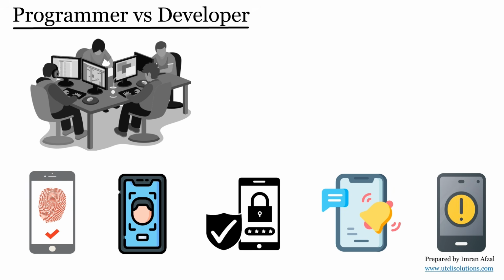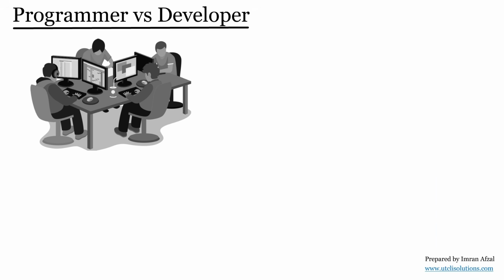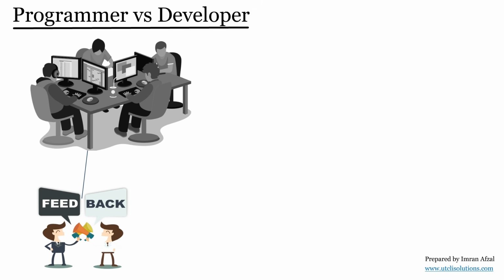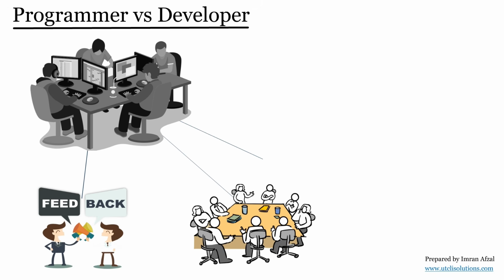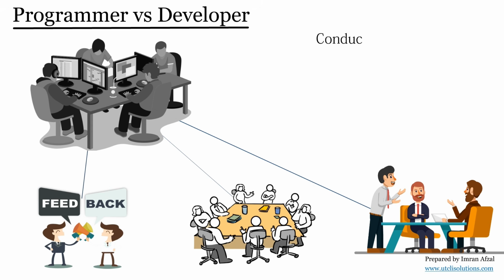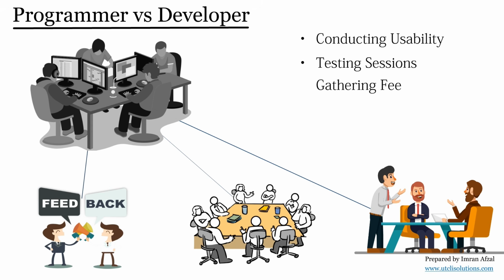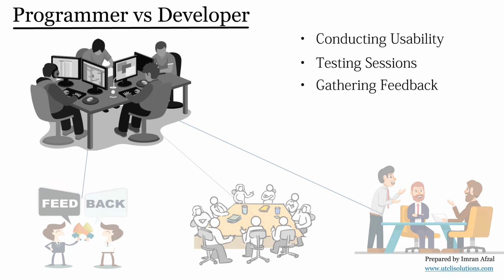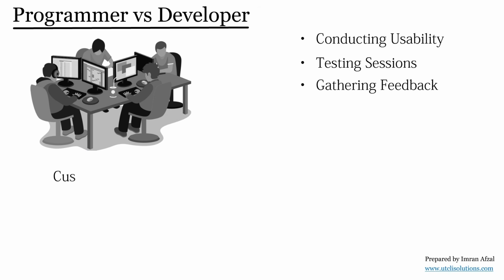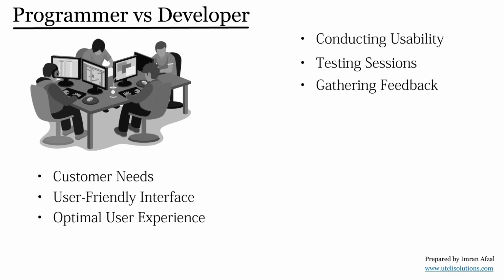Throughout the development process, software developers maintain a constant feedback loop with stakeholders and customers, conducting usability testing sessions and gathering feedback to iterate and improve the application's design and functionality. They prioritize understanding customer needs, designing a user-friendly interface, and ensuring an optimal user experience.